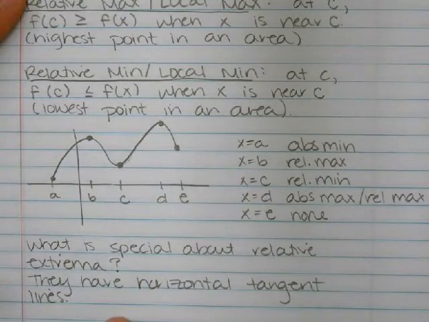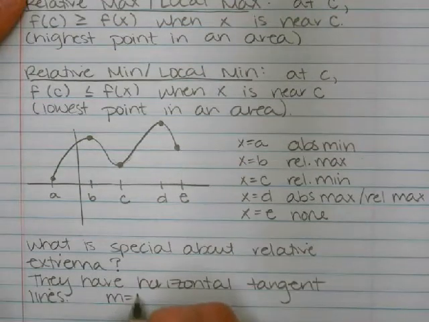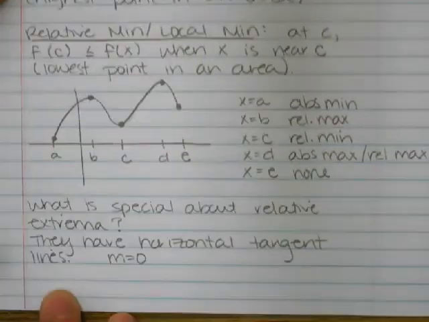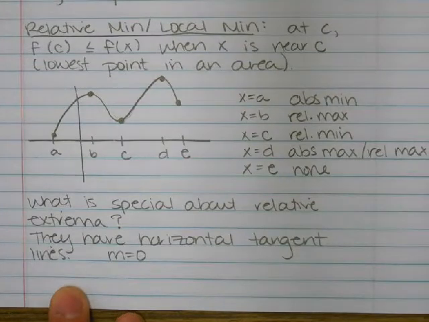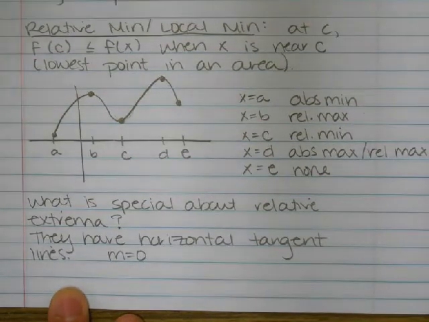They have horizontal tangent lines, which means that their slope is 0. Sorry, I keep doing that. I'm going to do a better job. They have horizontal tangent lines. That means their slope, or the slope of the derivative at that point, would be 0.